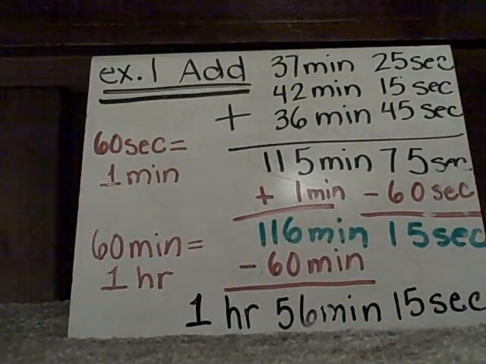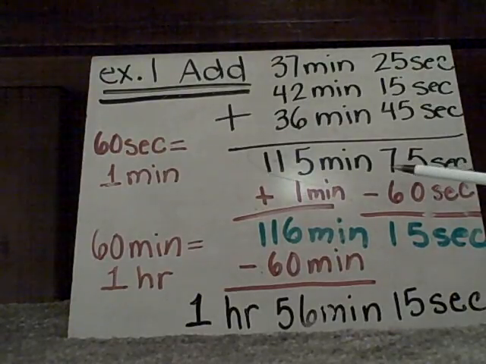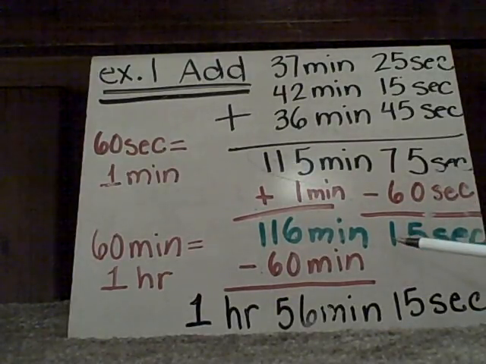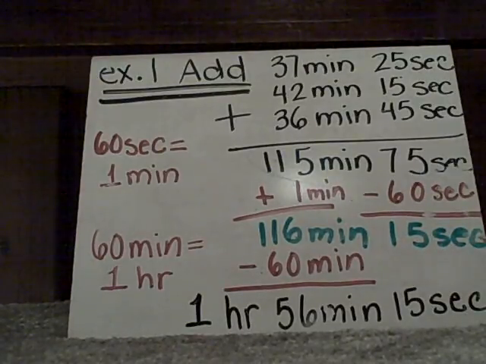I would first add the seconds. When I add the seconds, I get 75 seconds. Adding the minutes, I get 115 minutes. But we can't go over 60 in the unit of measure when we're using time. So I have to change the 75 seconds so that it's something that I'm used to seeing. So I have to subtract 60 seconds so that I can get 15 seconds left over.